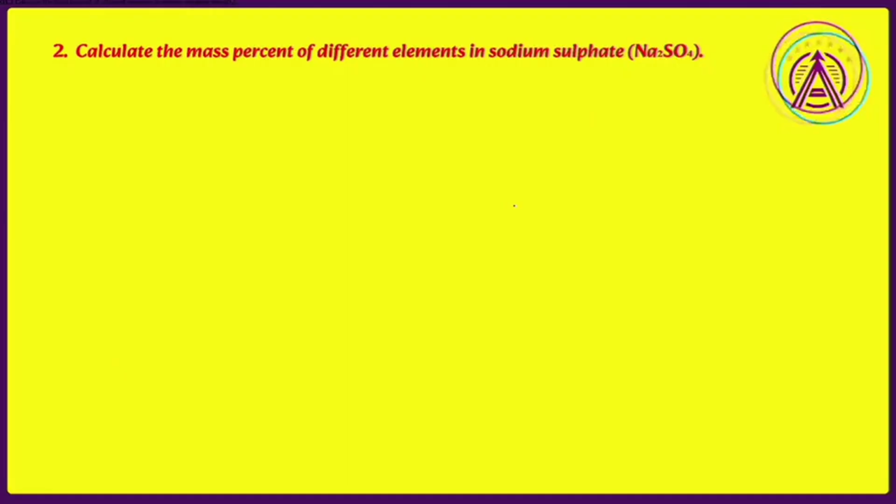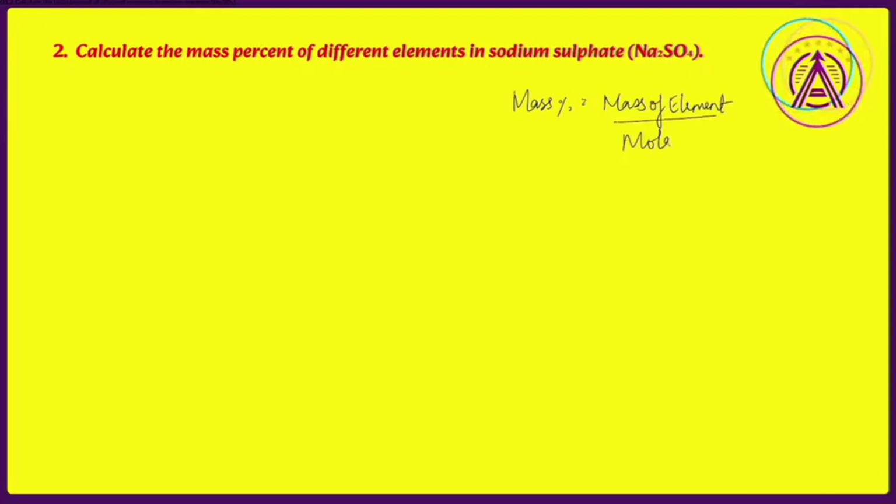Second question: calculate the mass percent of different elements in sodium sulfate. They have given you the formula, Na2SO4. We know the mass percent formula we studied in our previous videos: mass percent is the mass of the element in 1 mole divided by the molar mass, into 100, correct? Using this formula, we need to find the mass percent of sodium, sulfur, and oxygen. Let's quickly see how we can solve this question.